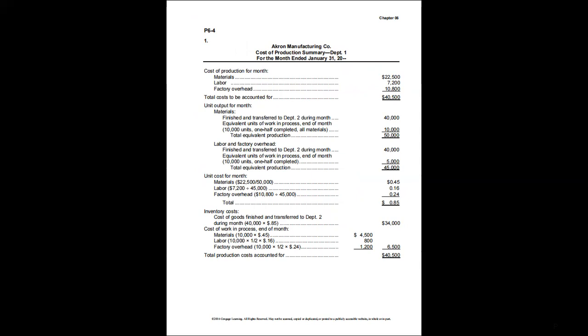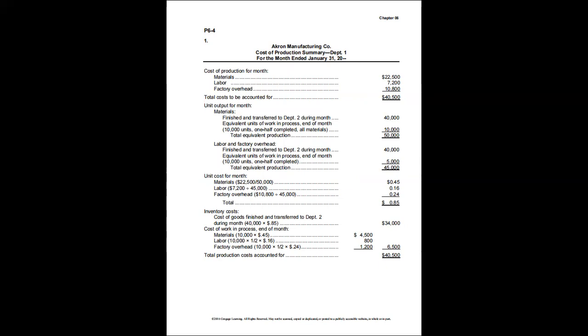Actually, in 6-4, we have 3 departments, and prepare a cost production report for each department for January using the weighted average method. Prepare journal entries for the January transactions. And number 3, prepare a statement of cost of goods manufactured for the month ended January 31. Akron Manufacturing Company manufactures a cement sealing compound called Sealrite. The process requires that the product pass through 3 departments.